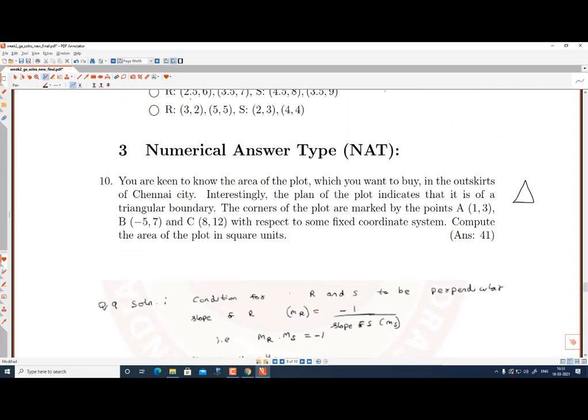Then moving on to question number 10. You are keen to know the area of the plot which you want to buy in the outskirts of Chennai city. Interestingly, the plan of the plot indicates that it is of a triangular boundary, something like this. Sometimes when we are given the plan documents, we can see the boundary of the plot that we are interested to buy. The corners of the plot are marked by the points with coordinates A, B, C with respect to some fixed coordinate system. Compute the area of the plot in square units.